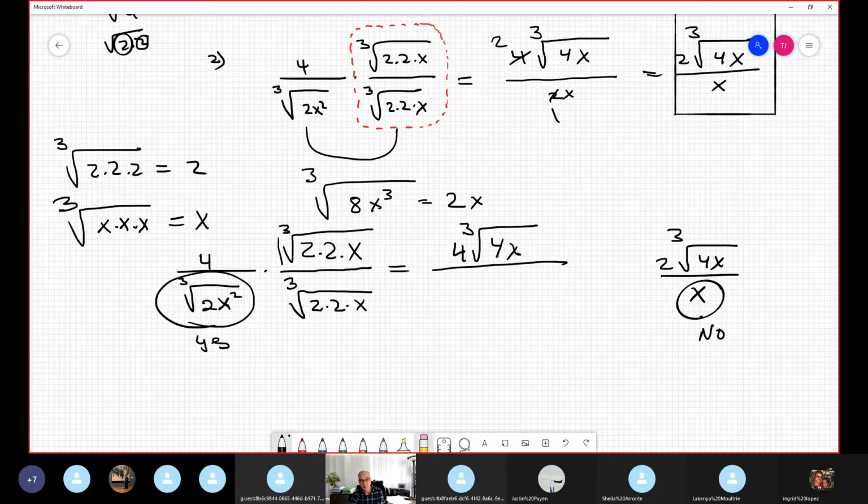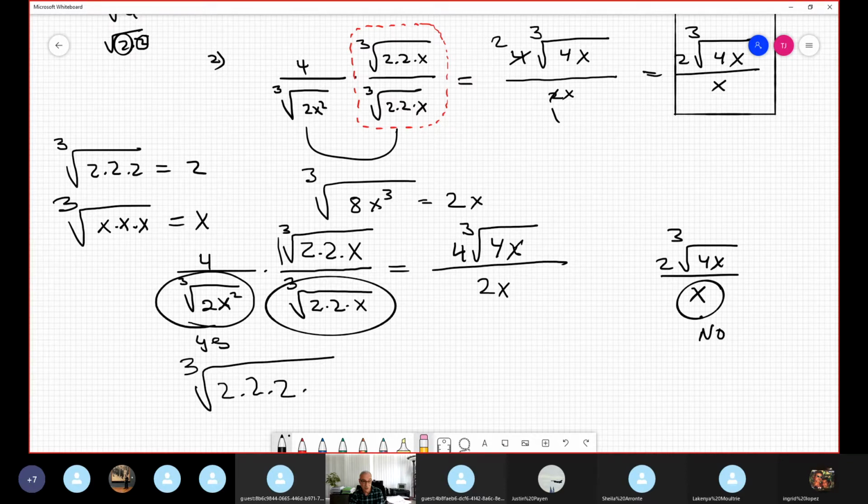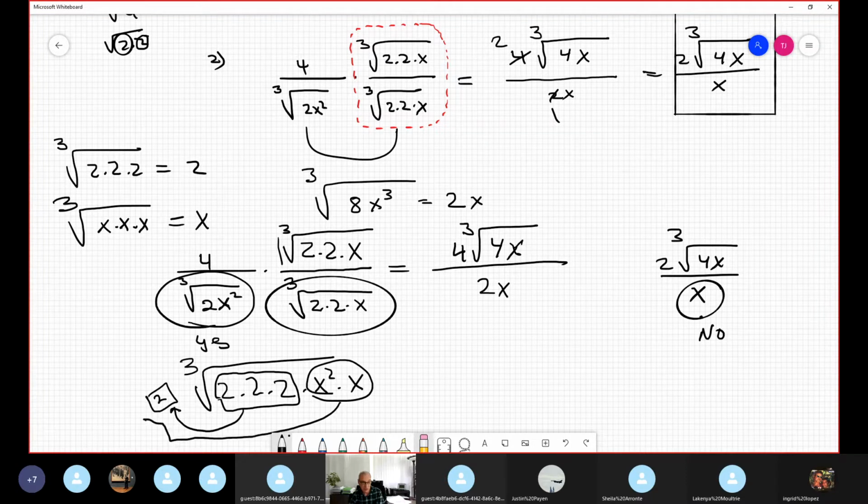And no possible simplification anymore. In the bottom, it's 2x. Only 2x, because when you put this and this together, it's cubic root of 2 times 2 times 2 times x squared times x. We have x to go outside, like 1, 2, and this is 3x. That is exactly the amount of x we need to go 1x outside.